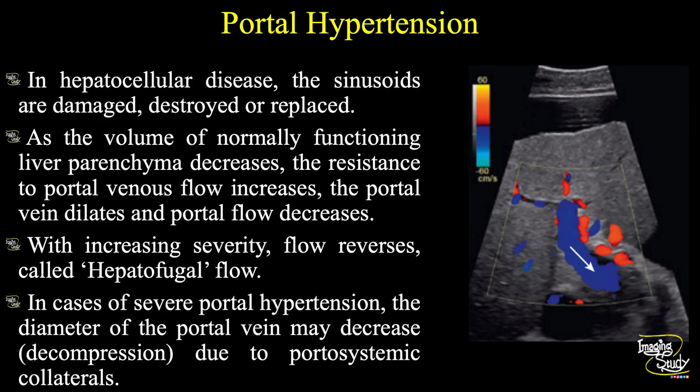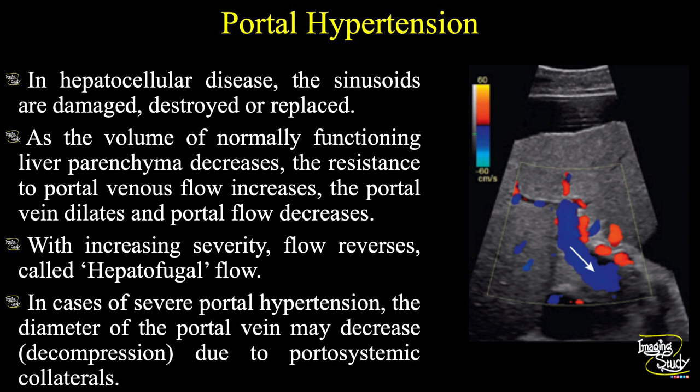Now, as a continuation of the cirrhosis of liver, we want to jump into the portal hypertension. In hepatocellular disease, the sinusoids are damaged, destroyed, or replaced. As the volume of normally functioning liver parenchyma decreases, the resistance to portal venous flow increases. The portal vein gets dilated and portal flow gets decreased. With increasing severity, flow gets reversed, which is called the hepatofugal flow. In case of severe portal hypertension, the diameter of the portal vein also gets decreased as a decompensation mechanism due to development of portosystemic collaterals.